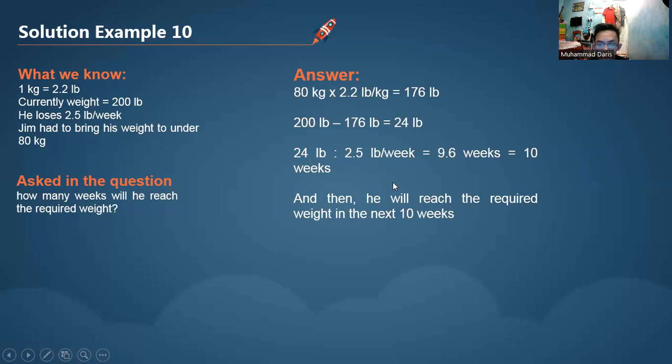And then we can get 9.6 weeks, or 10 weeks, and then you will reach the required amount within the next 10 weeks. Okay.